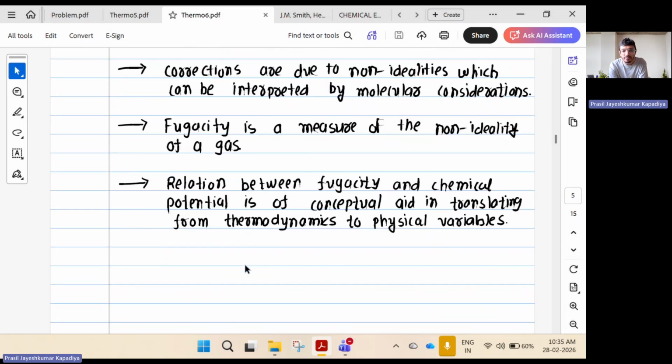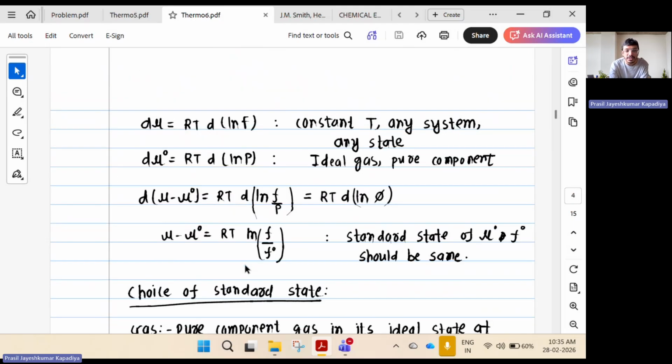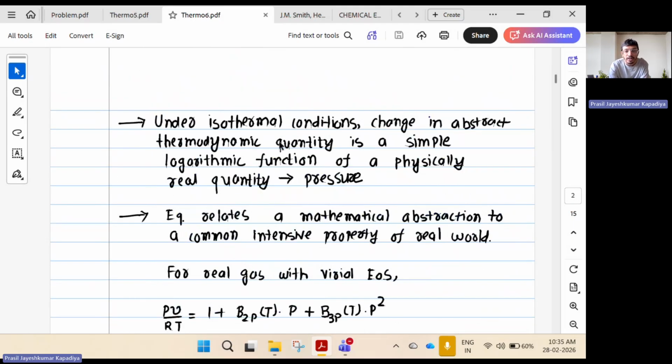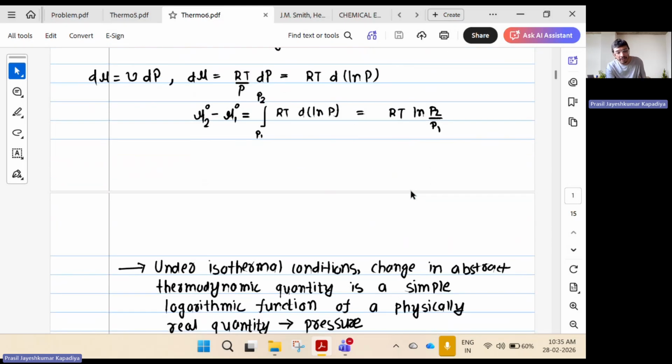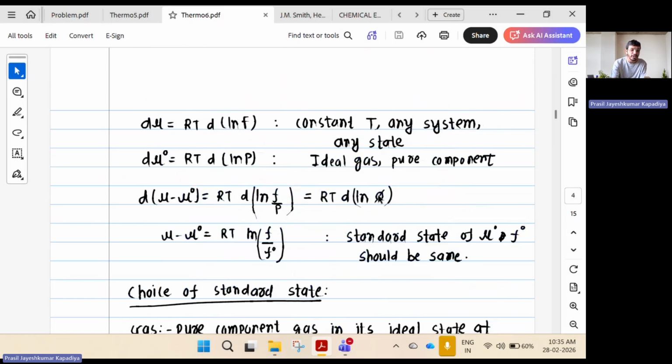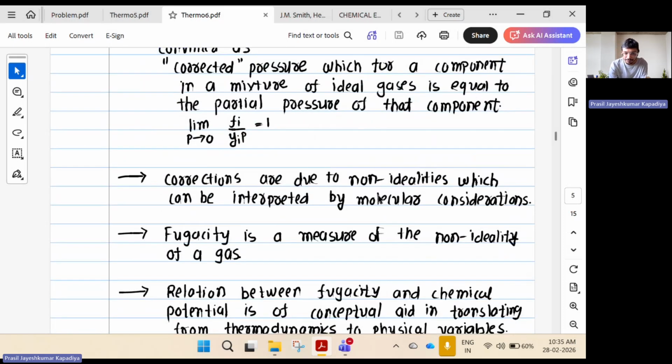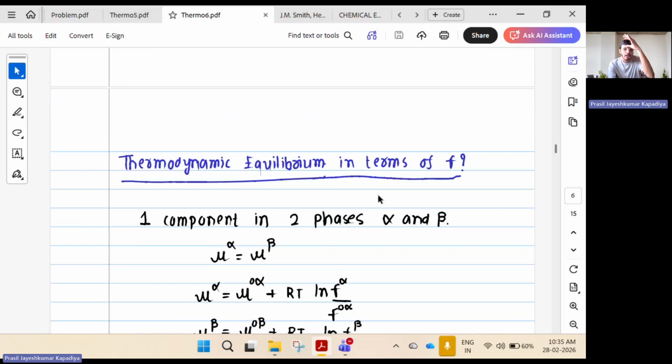The relationship between fugacity and chemical potential is of conceptual aid in translating from thermodynamics to physical variables, where we are transforming μ, an abstract quantity, to pressure, a real world quantity. So the abstract quantity is a simple logarithmic function of the physically real quantity, pressure. So this is how we are dealing with fugacity. Now we have seen fugacity, but how can we estimate the fugacity?